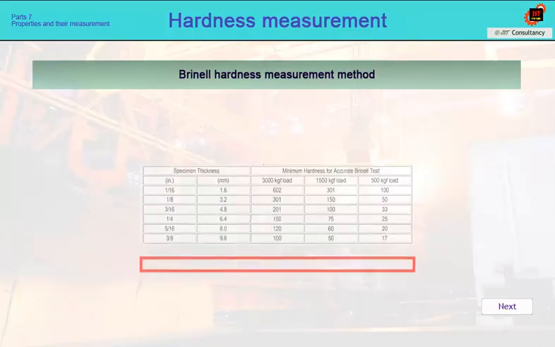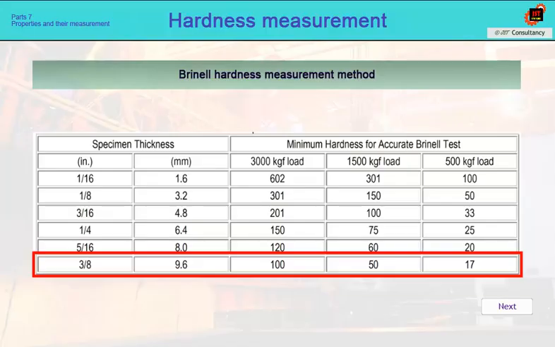The minimum thickness of the test specimen must be at least 10 times the depth of the indentation in order to cause plastic deformation only in the tested material. Everything can be seen in this table. For example, for a compact body when measuring Brinell hardness with a load of 3,000 kilograms, the thickness of the part must be at least 9.6 millimeters, with an assumed minimum hardness of 100 Brinell units.